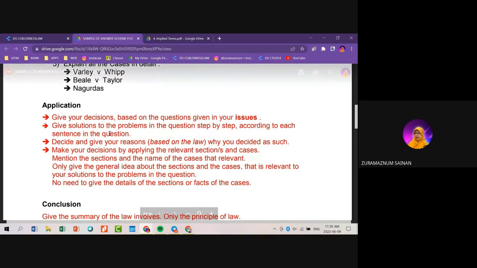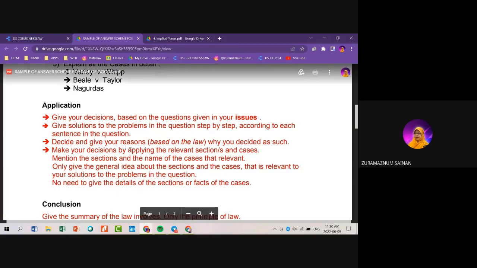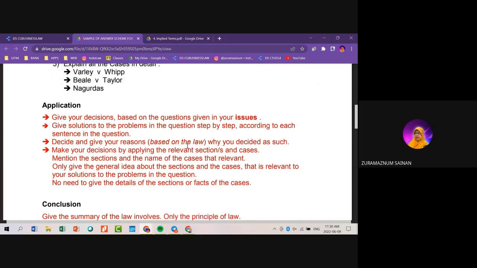Itu you buat decision. Decision tu meaning that you give your solutions, penyelesaian to the problems in the question step by step according to each sentence in the question. Tengok daripada ayat pertama tu apa yang you nak kena selesaikan. Nanti katakan step by step tu. Decide and give your reasons based on the law. So why you decided as such? Kenapa you kata macam tu?